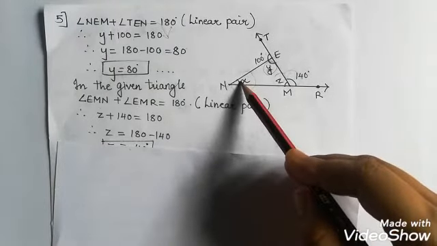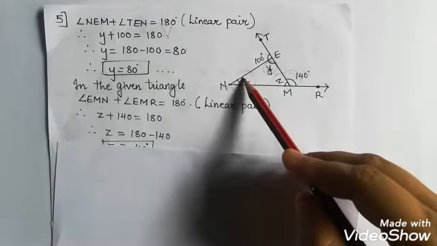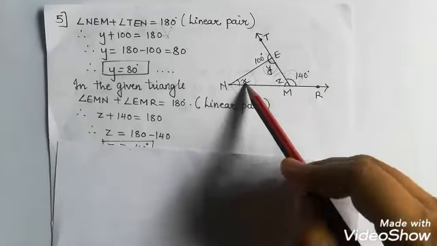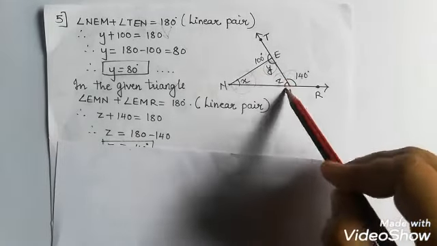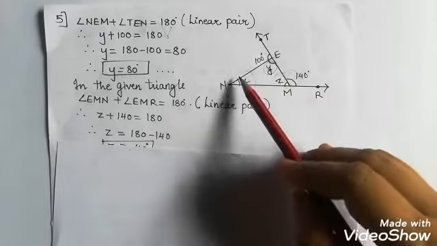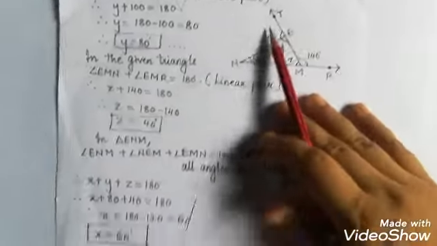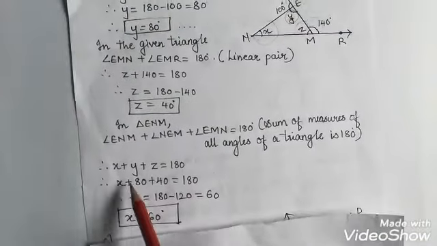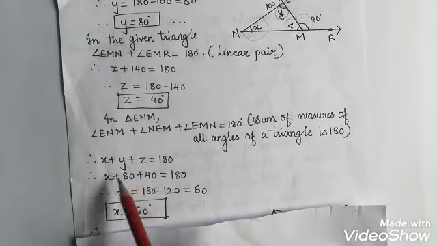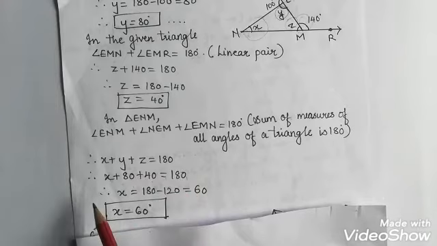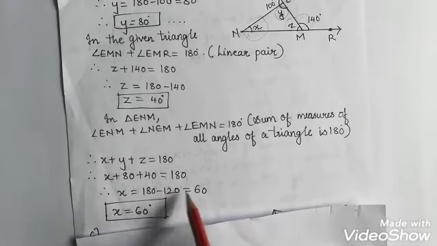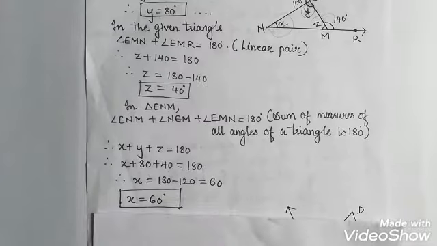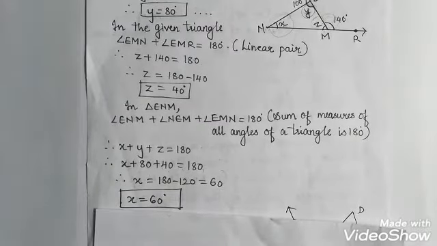Okay. So, I write using the angle property of a triangle, that is, the sum of all angles of a triangle is 180 degrees. I add all the three angles. So when I add, that is x plus y plus z is 180. So x plus 80 plus 80 plus 40 is 180. Therefore x is equal to 180 minus 120, that is 60. So you get a value of x as 60 degrees.